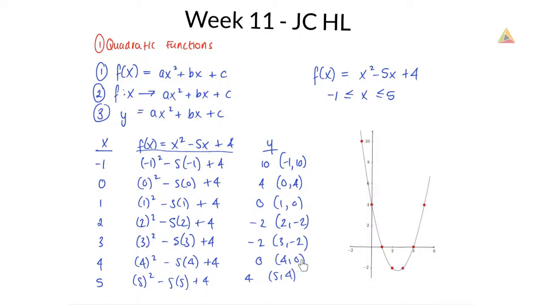Then we have the point (4, 0), so 4 and 0 is there. And finally the point (5, 4), so 5 on the x-axis will be roughly here and up to 4. So there you can see it's in the shape of a U, and we call that a parabola. So I'm just going to write that at the top. So the shape of the curve is a parabola.